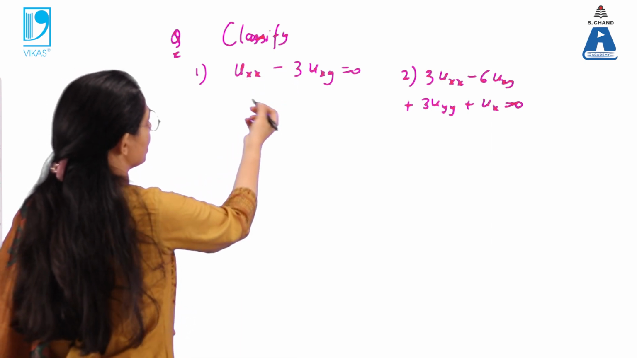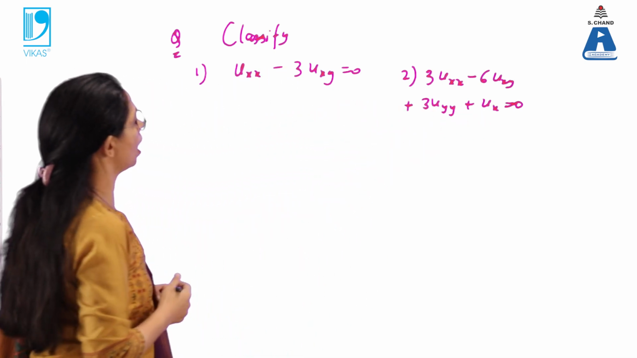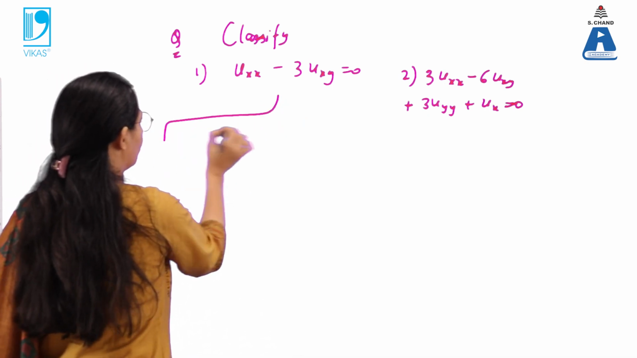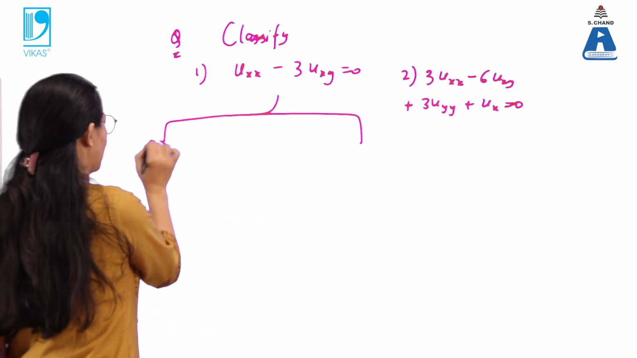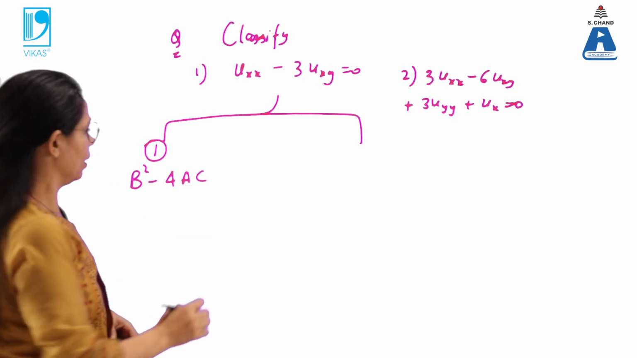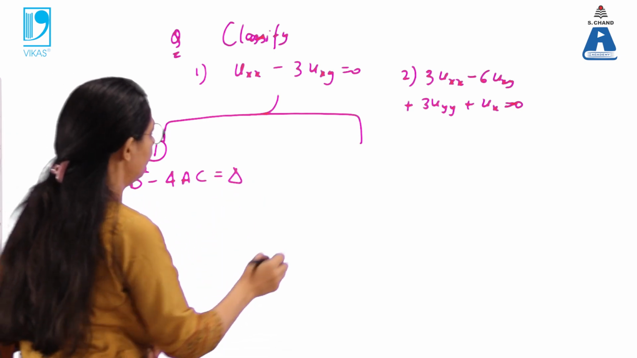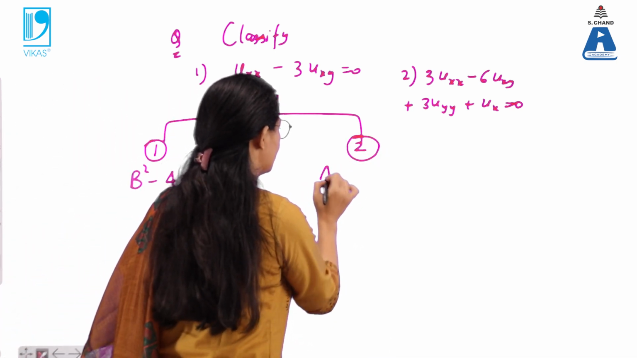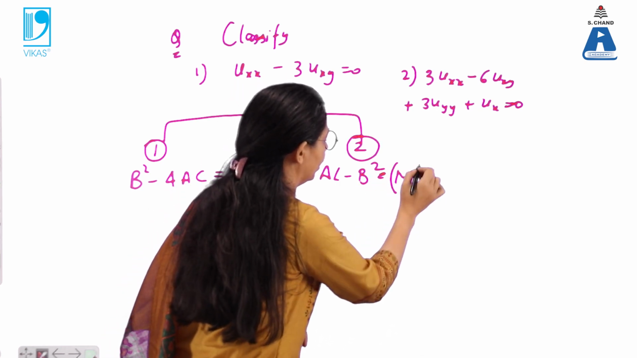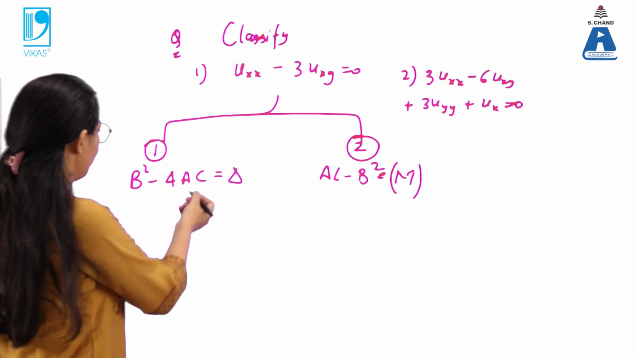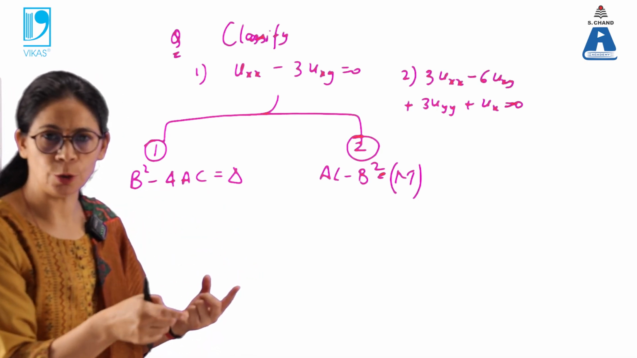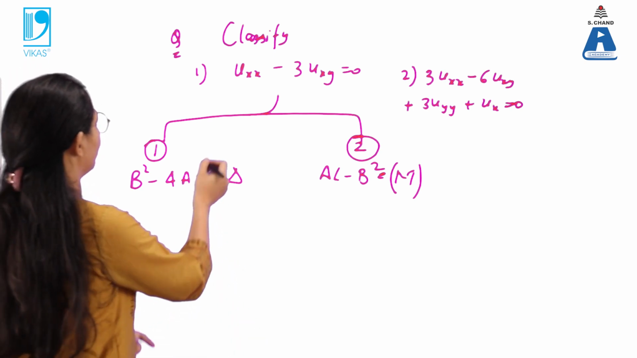So, we need to classify these 2 differential equations, which are second order partial differential equations. We will be doing it in both the ways. The first way is that we will be finding out the discriminant B square minus 4AC, which is delta, and the second method is AC minus B square, that is the determinant of this M. For this we need to compare it with the A u_xx plus B u_xy plus C u_yy and all that.